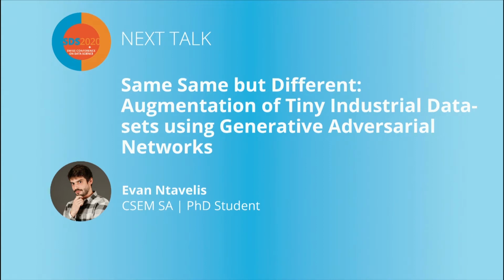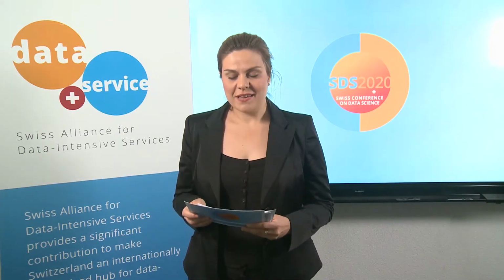Traditional GAN architectures require vast amounts of data, which makes them prohibitive for industrial applications. Evangelos will now present a method that enables the generation of images in the GAN setting, even for smaller datasets, and so brings such approaches a step closer to real-world applications. Evangelos?